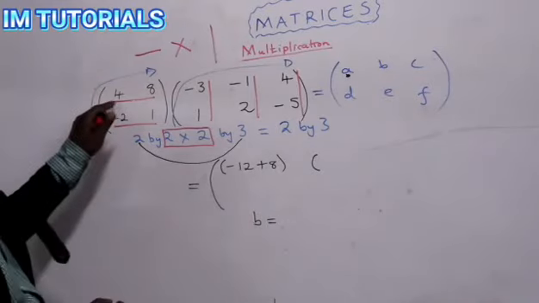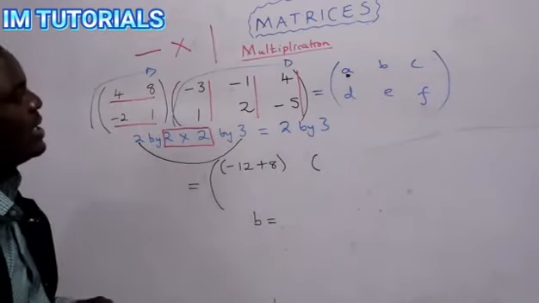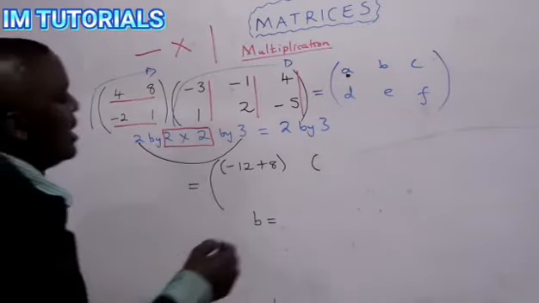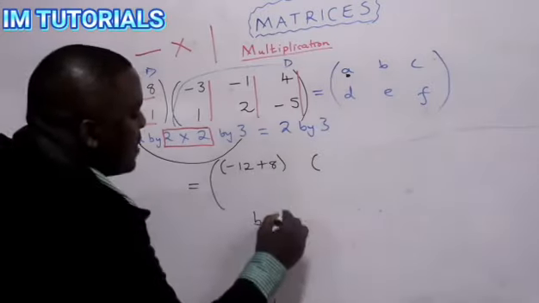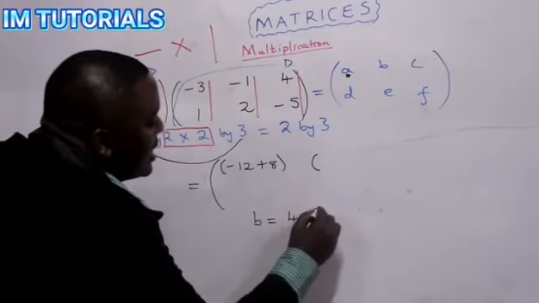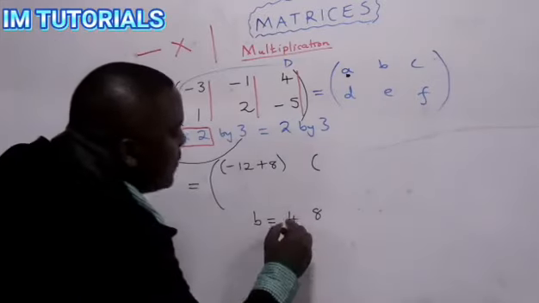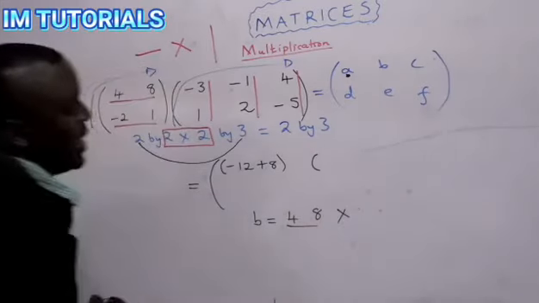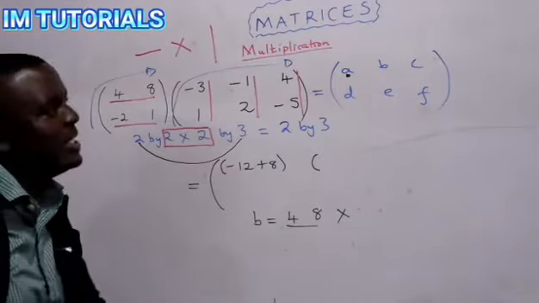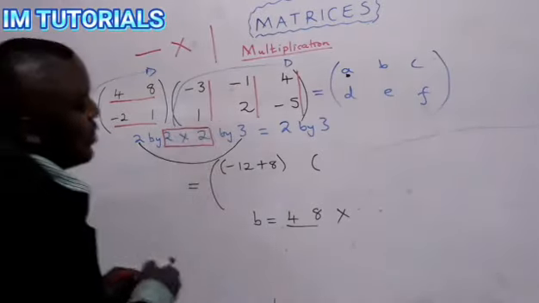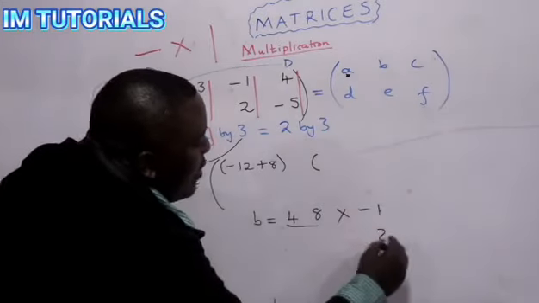Which row and which column? Right. Start the position of B. B is above. Since B is above, I'm going to use the row which is 4, 8, which is above. But 4, 8 is going to multiply which column? You can notice that B is in the middle column. So I'm going to choose minus 1 and 2 column. I hope you are following, class.